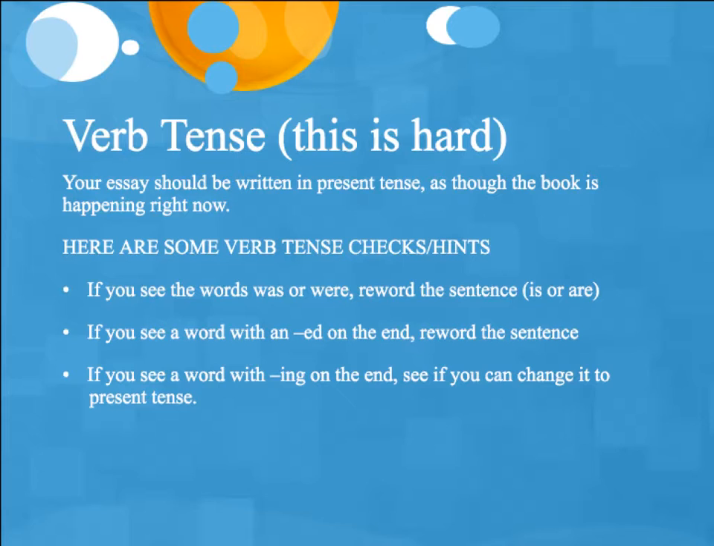If you see a word that ends in an ed, reword the sentence. Ed means past tense. If you see a word ending with ing, see if you can change it to present tense. Ing indicates the progressive tense. So you're saying something is happening. You don't want to ever say that Cassie was going to the Barnett Mercantile. Cassie goes into the Barnett Mercantile. Cassie leaves, not was leaving. Okay?